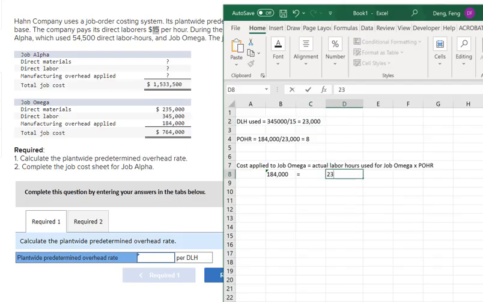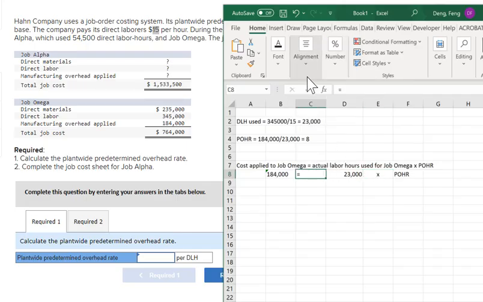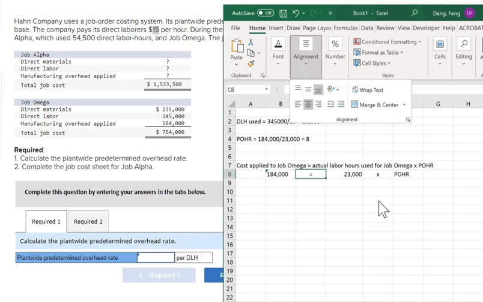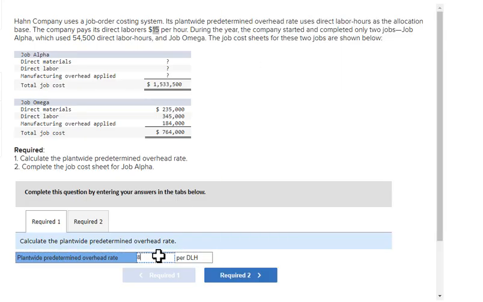So 23,000 hours, and multiply by the predetermined overhead rate, right? This is a mathematical equation, then you should have no problem solving it. Basically, 184,000 equals 23,000 times the predetermined rate. So the predetermined rate equals 184,000 divided by 23,000, which gives you the 8. So here is the 8. That's the answer.